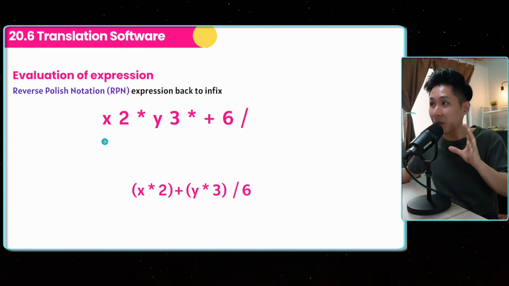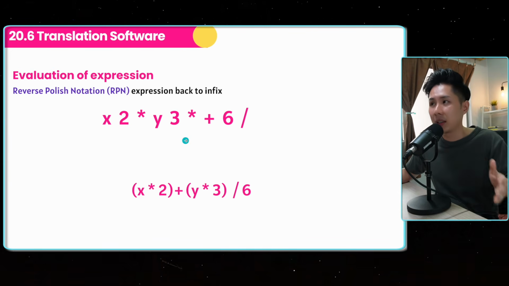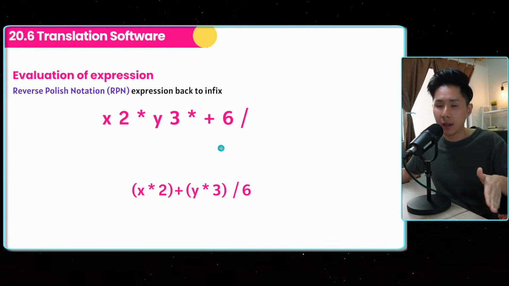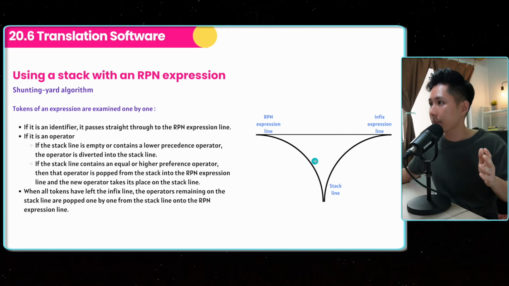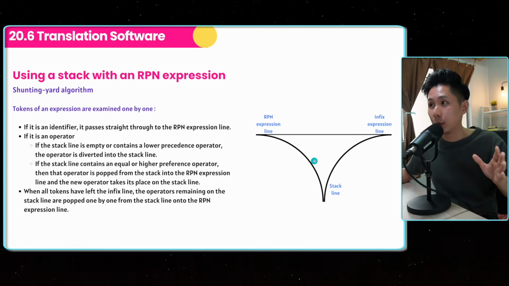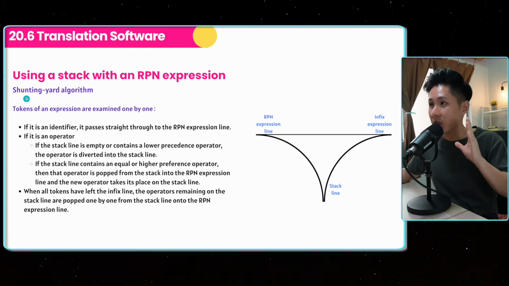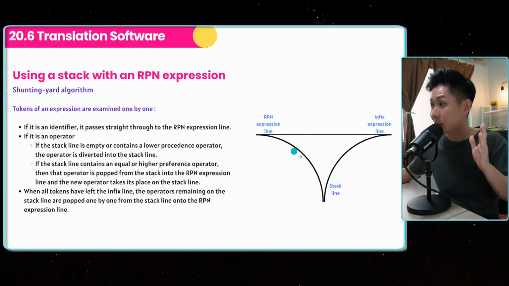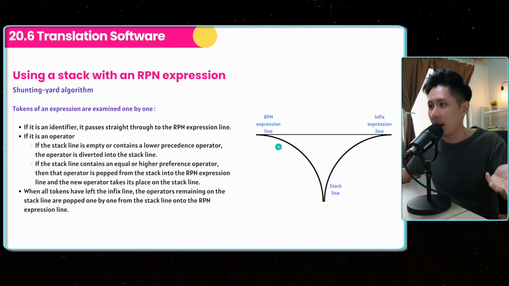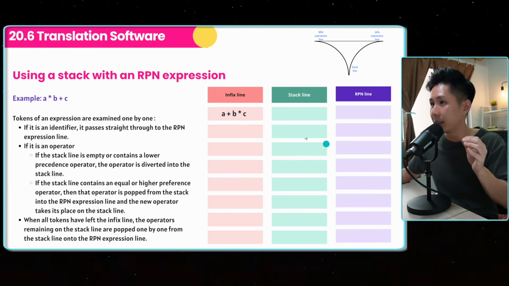So this is how you convert a postfix notation, reverse Polish notation, back into infix. Now there's another way to do this using a stack. In fact, you have to follow this shunting yard algorithm. It looks complicated, but trust me, it's not really hard. Now let's try to use this example.